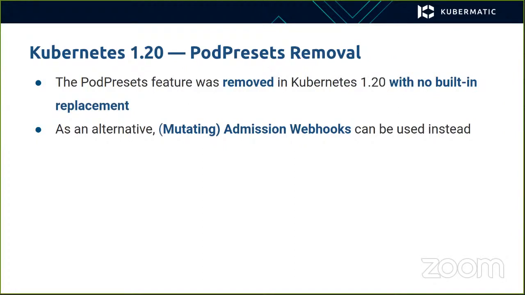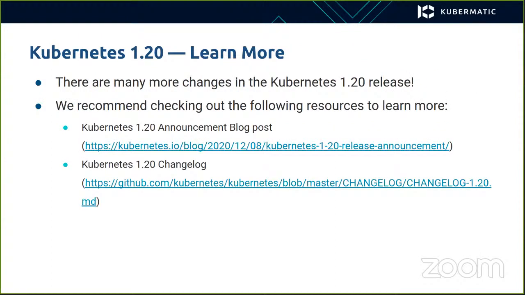Another deprecation and removal is PodPresets. The PodPreset feature was removed in Kubernetes 1.20 with no built-in replacement. As an alternative, mutating admission webhooks can be used and are recommended by upstream Kubernetes. And those are some changes we wanted to highlight today. And if you want to learn more about the Kubernetes 1.20 release before you get started with it, we recommend checking out the announcement blog post and the changelog. And we will share the links to those resources in the YouTube chat.